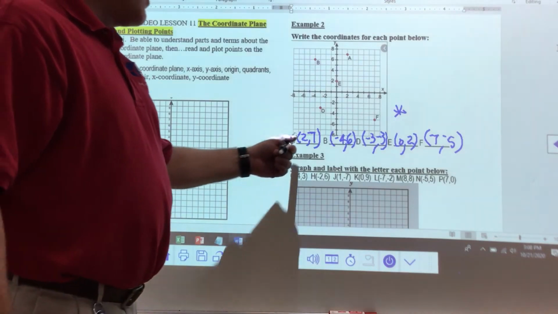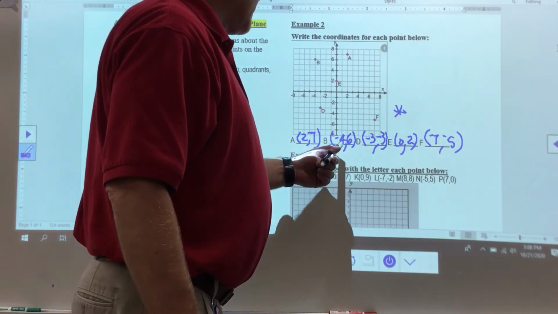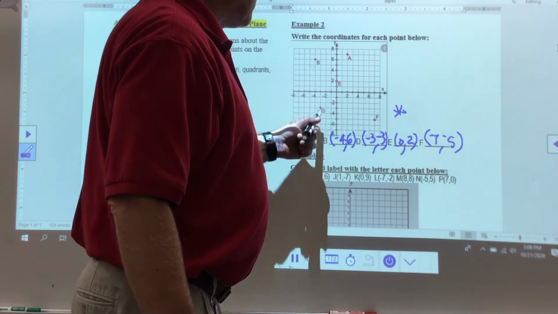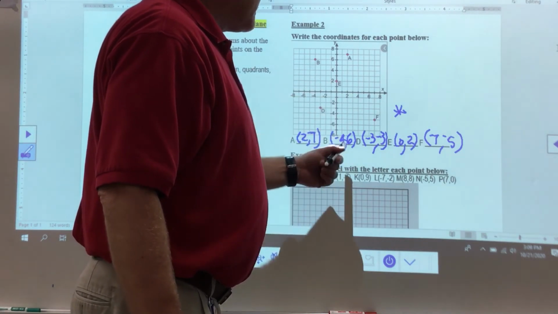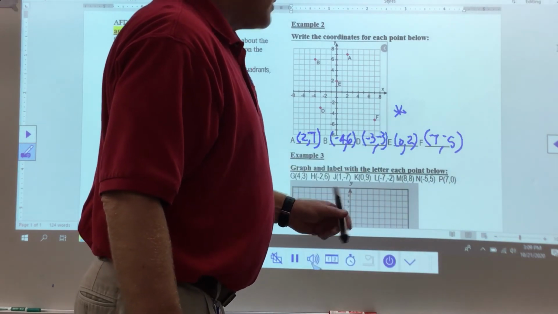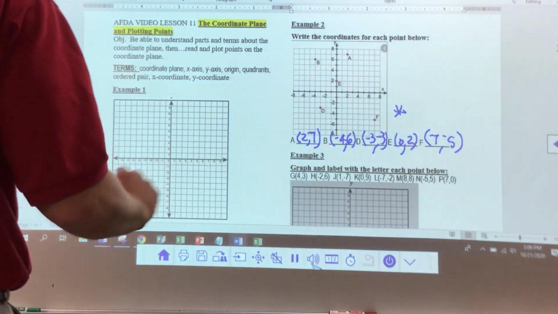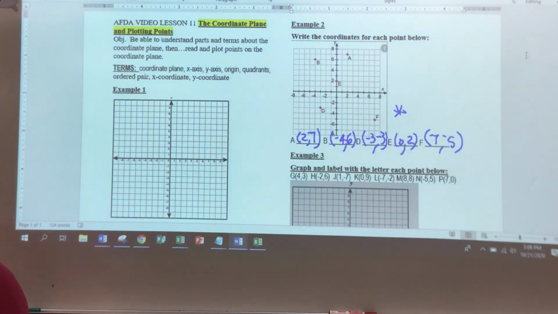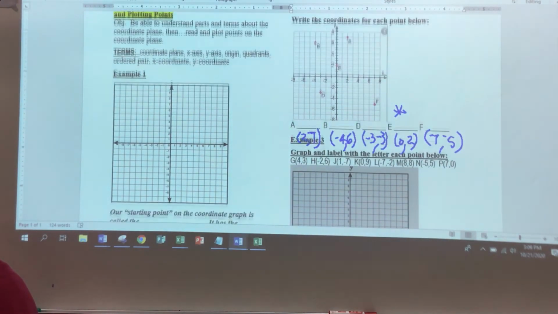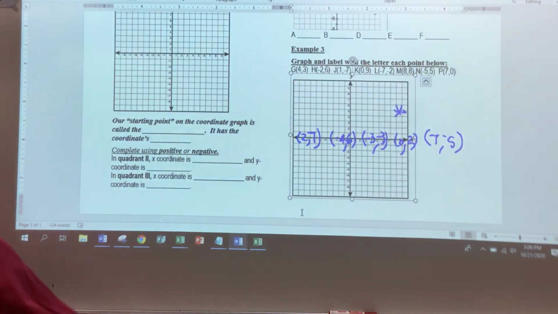So hopefully I got all those correct. Check me out, make sure I didn't leave off any signs there. Point B is -4, 6, -3, 3. Hopefully I got those correct on there. Now, let's slide down. Hopefully I didn't miss any. And let's graph and label some points here. So I'll get that highlighting off of there.